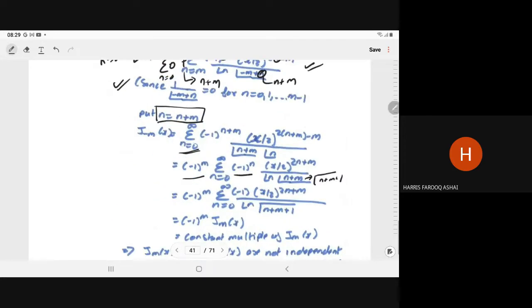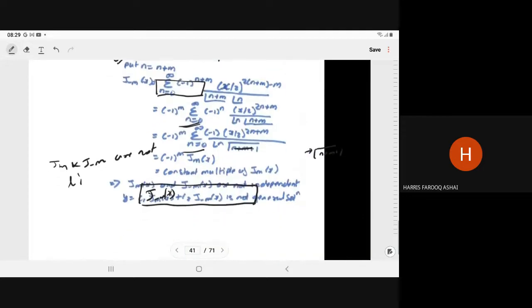So this implies that J_{-m}(x) is nothing but a constant multiple, (-1)^m, of J_m(x). It means you cannot write the general solution. It means J_m and J_{-m} are not linearly independent. J_m and J_{-m} are not LI. It means we cannot write a general solution as C1 J_m plus C2 J_{-m}, right?